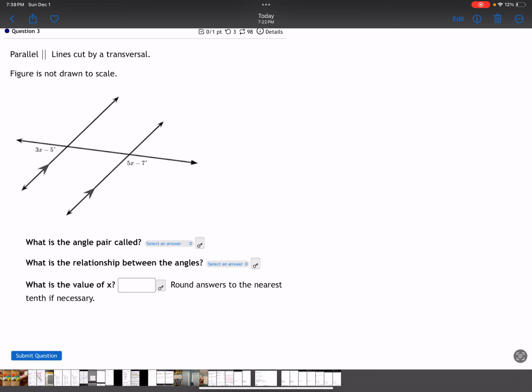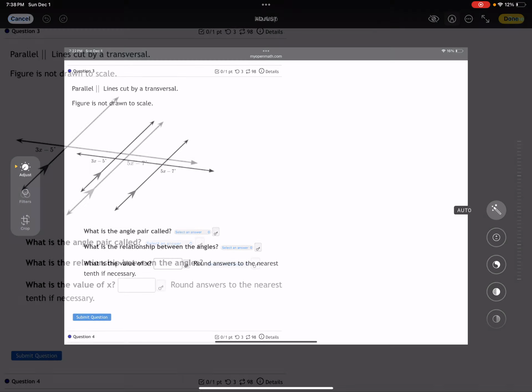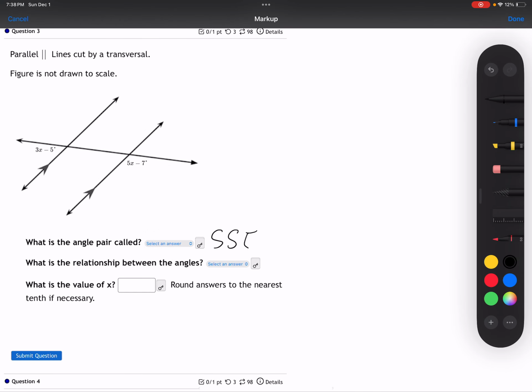Figures not drawn to scale. What is the angle pair called? These are same side exterior angles. So that would be your answer for this one. You would select same side exterior.